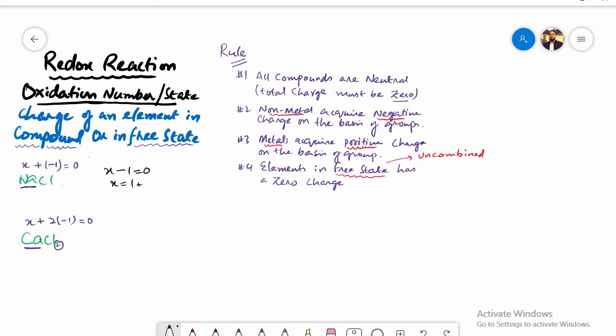Just look at this solution. x plus minus 2 multiplied by 1 is 2, that equals 0. And if x is calculated, it becomes x equals 2. And if there is no charge, definitely the charge is positive. You can also verify that x is 2 plus, the calcium charge is 2 plus, since rule number 3 says the metal acquires a positive charge on the basis of its position in the periodic table. So this is, we can say, oxidation state calculation on a very normal scale.